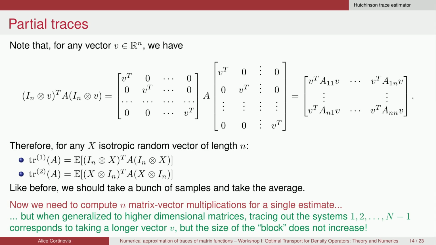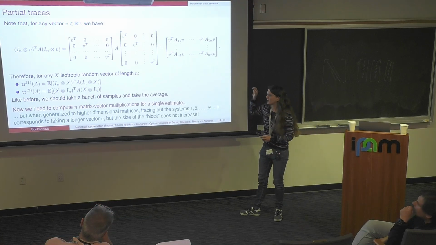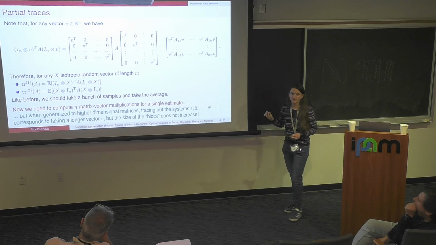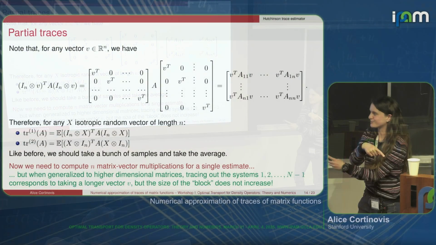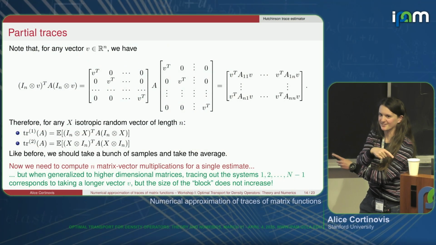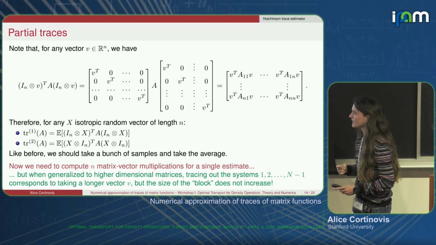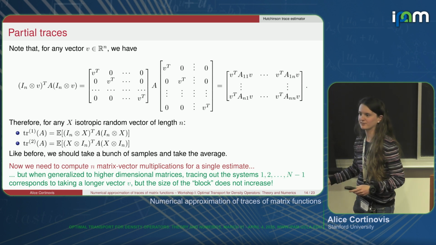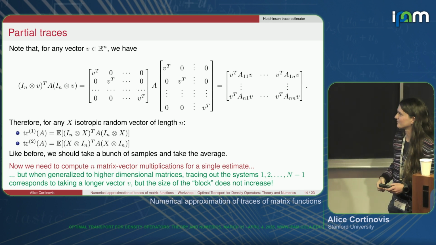So by what we said, if you take, instead of this v, a random vector which is isotropic, the expectation of this thing is exactly the partial trace you want. And to do the other partial trace, you just swap the order of the Kronecker product. And of course, like before, you should take a bunch of samples and then average, not restrict to a single one.